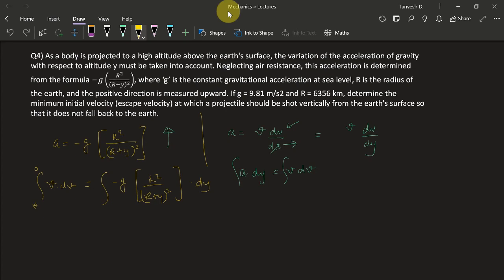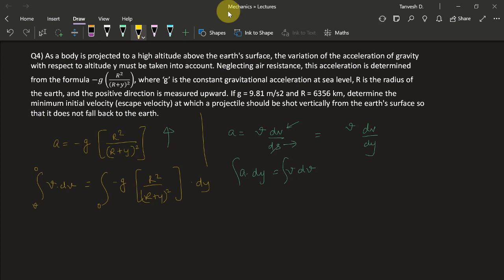And this y is the distance, so this integration is done with respect to that y variable. From the point of the Earth, I would consider y to be equal to 0, because this y would be given somewhere, I think, from the Earth only. Yeah, altitude y must be taken into account. Okay, but that altitude y is actually from the sea level, right?